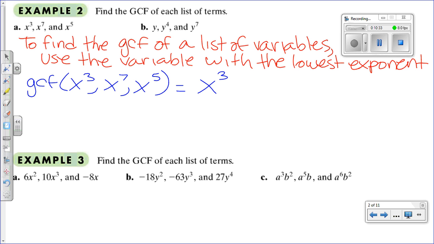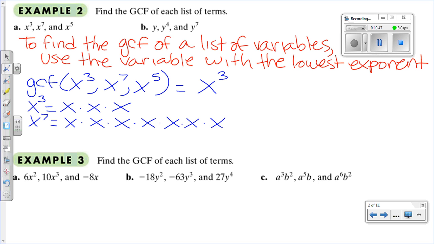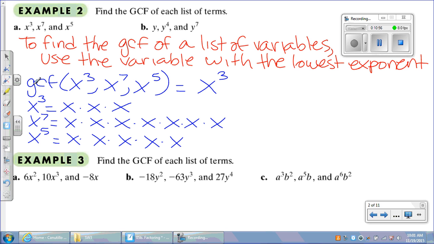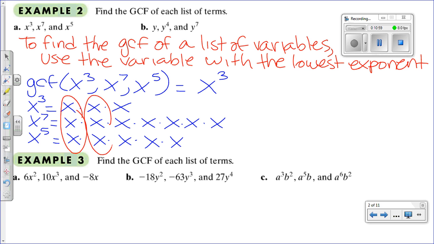Now let's see why. If I have x cubed and I expand it, it will be x times x times x. If I have x to the 7, it will be x times x, 4, 5, 6, 7 times. And then x to the 5th will be x times x times x times x times x. And so let's see what they have in common. So they have one x in common, they have a second x in common, and they have a third x in common, and that's it. So that's why it makes sense that you take the variable with the lowest exponent.